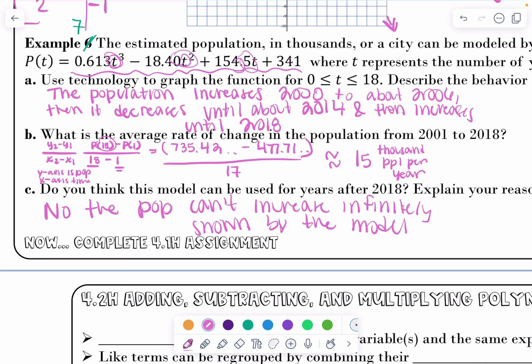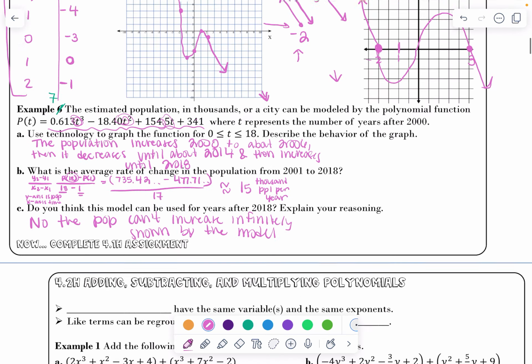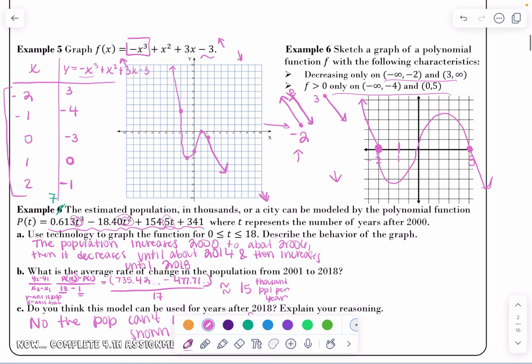Okay. All right, and that's it. That's 4.1. That's all we are doing. Make sure you go back, rewatch. You're going to be doing your 4.1 assignment. It's a handout, okay? It's a handout that you're going to be completing in class, and then we're going to check it when I get back on Monday.